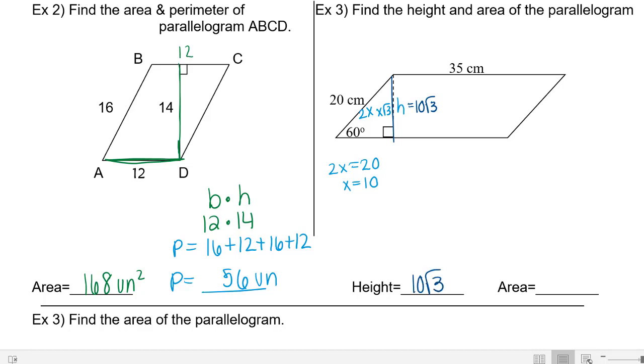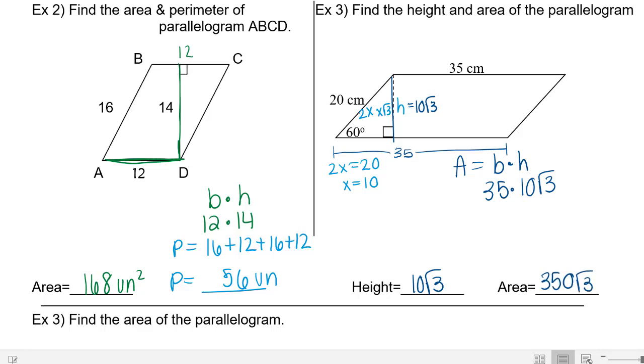That area is base times height. The base that I'm using, again, is what my height is drawn to. And in a parallelogram, we know opposite sides are the same. So that base, that whole side of that parallelogram, is 35. My height is what I found that is drawn to that base, 10 root 3. I multiply those values together and I get 350 root 3. Oh, I have units, centimeters squared. My height is a singular distance, so we just use singular units as centimeters.